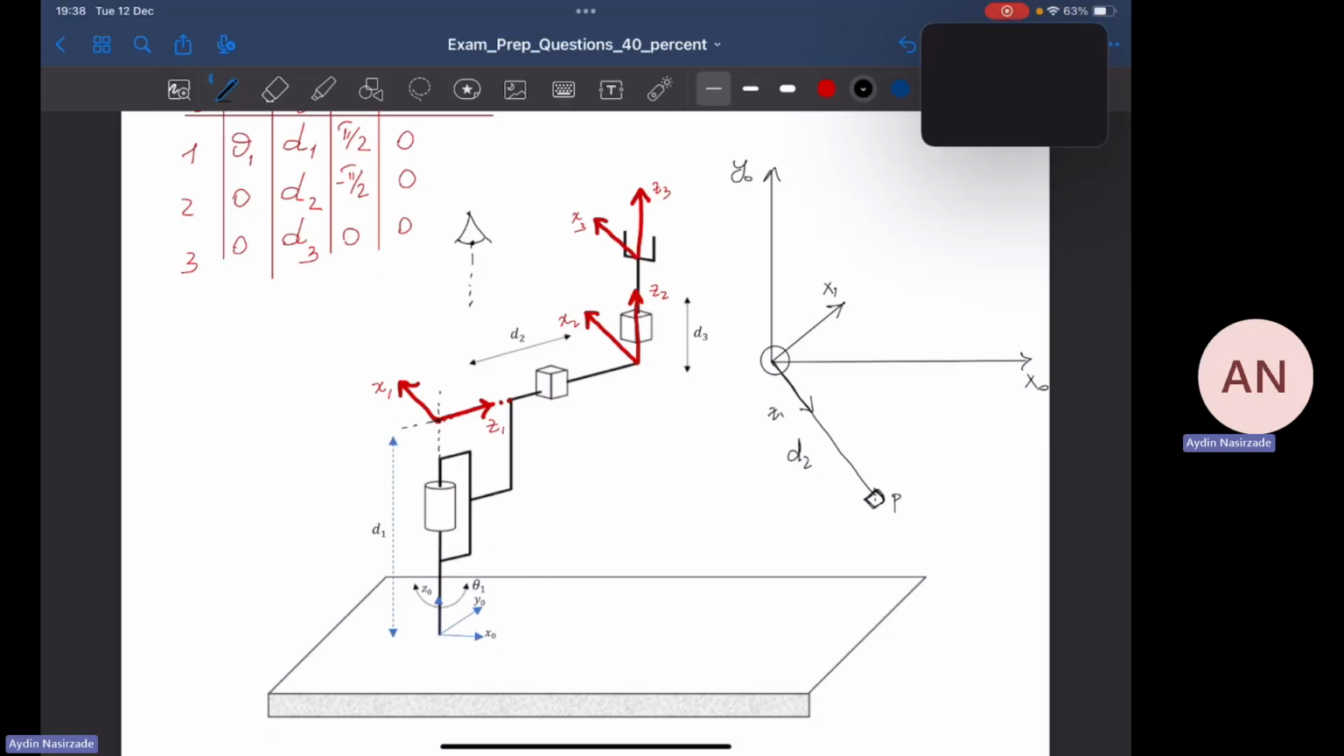What else? Yes, exactly. That's it. This is point P. Now, have a look at that. Now, what is theta 1? Where should I place my theta 1 now?